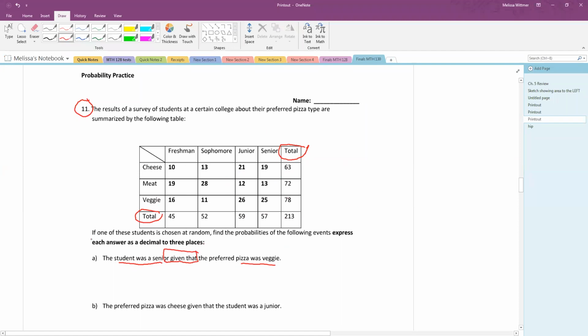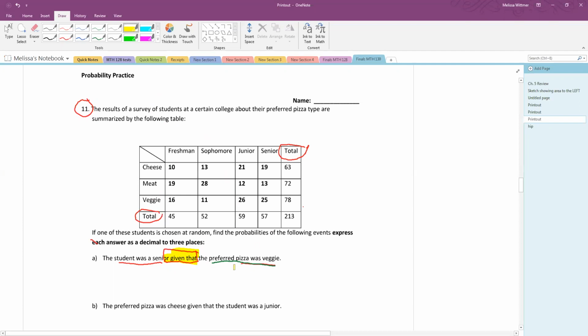Now, this is a special type of probability question. When it says "given that," that is a condition. So I like to focus on "given that," and I like to circle it or box it in, and we're placing a condition on our sample space. So when you see "given that," you should ask the question, given that what? Well, it comes after the phrase: given that the preferred pizza was veggie.